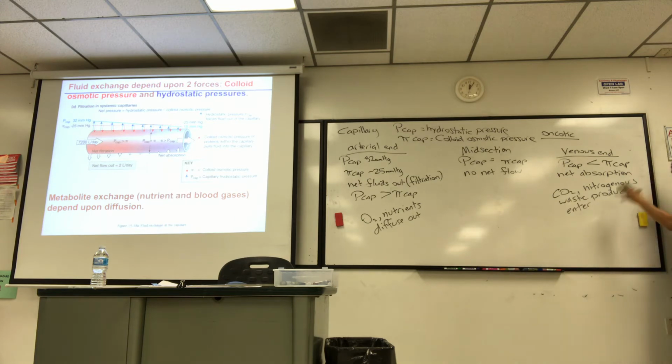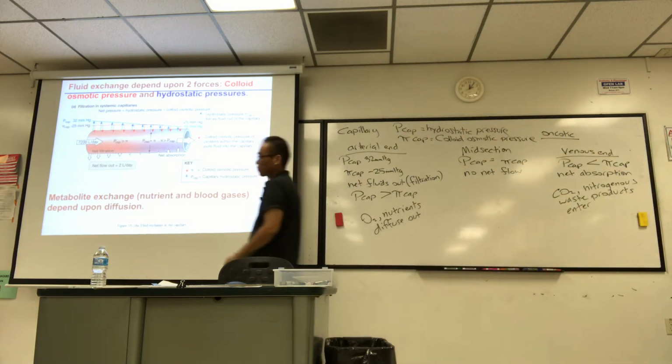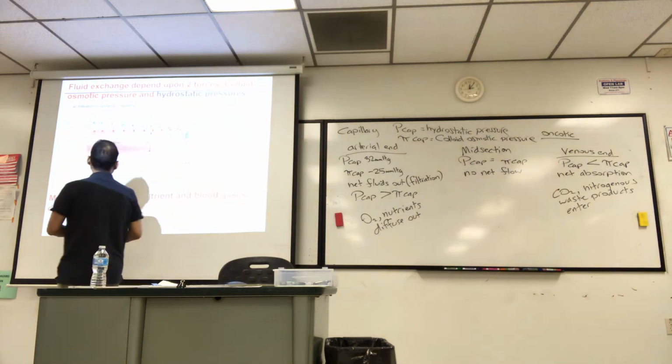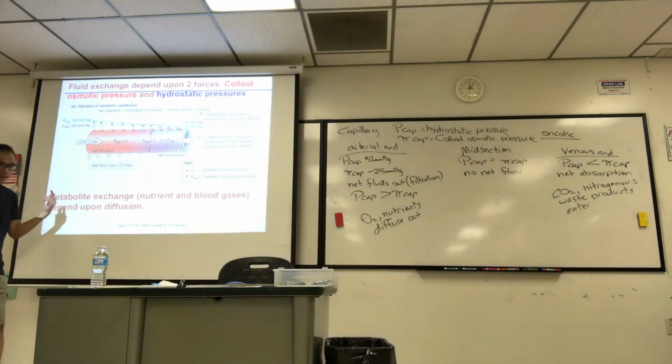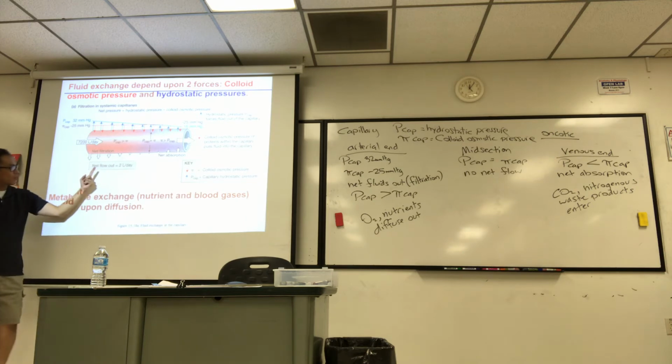I'll just say they enter at the venous end. You get net fluid absorption too. So one other thing to notice that ties back to lymphatics. Notice there's more fluid out than fluid in. There's net flow of 2 liters a day. Lymphatics picks that up. The failure of lymphatics would lead to swelling.